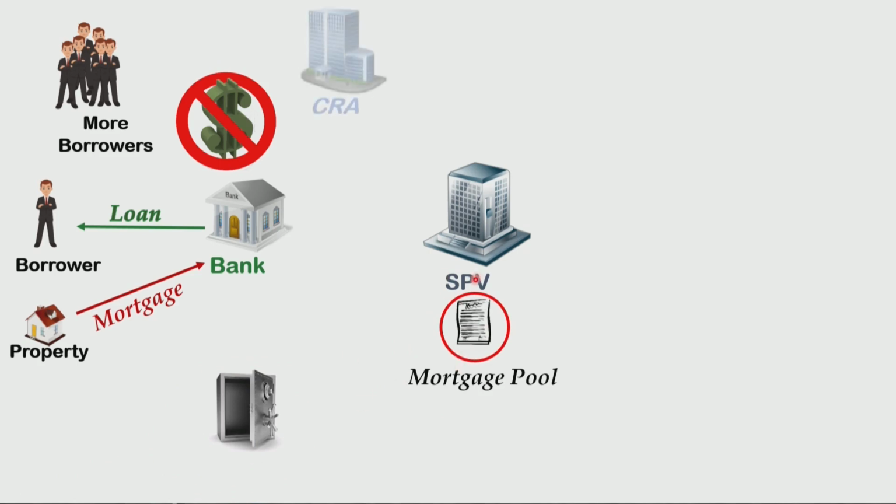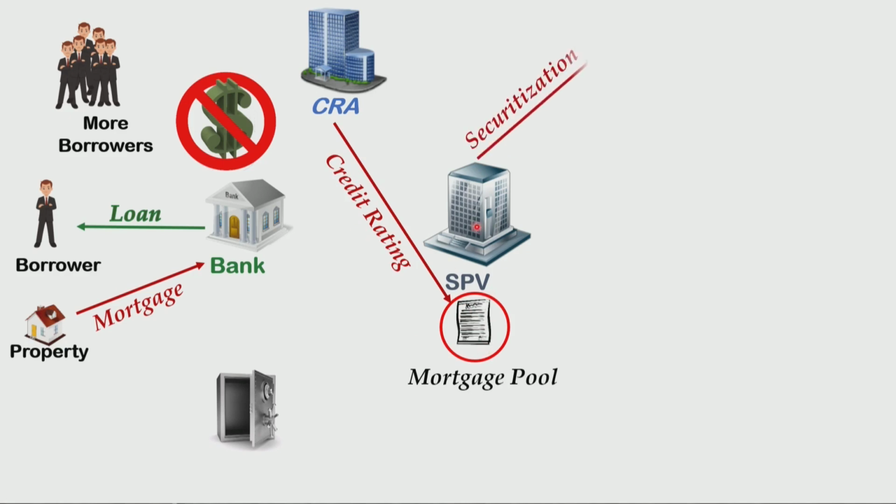Now, the SPV itself will appoint a credit rating agency, and this credit rating agency will evaluate this entire mortgage pool, which basically represents receivables on a long-term basis. And based on the credit rating provided by the CRA, that is the credit rating agency, this SPV will issue securities, and that process is mainly known as securitization.